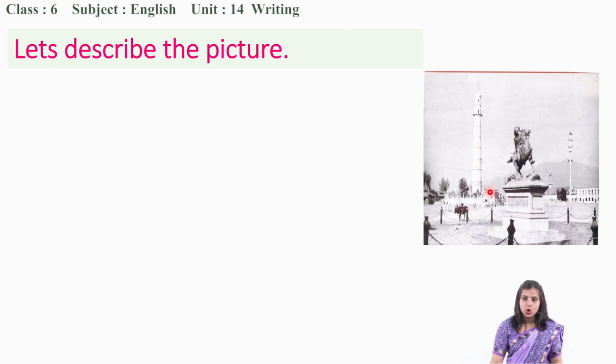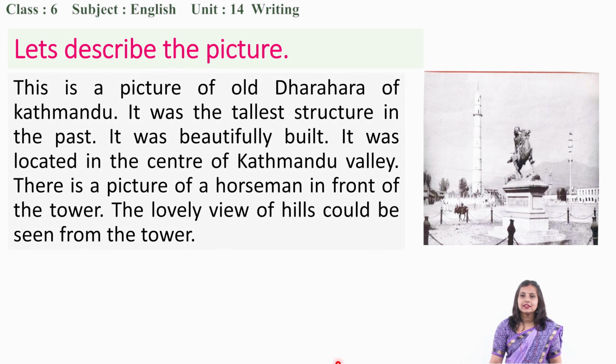Now you see a tall tower is there. What is this tower called? Do you know? Okay, good. Yes, it's Dharara. This is a picture of old Dharara of Kathmandu. Old Dharara. Now the structure you see there is the new one. This one was the old one.